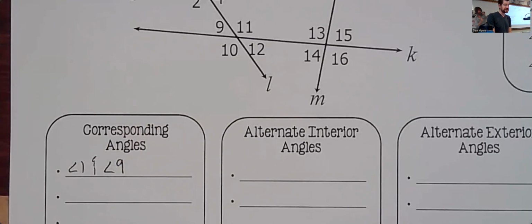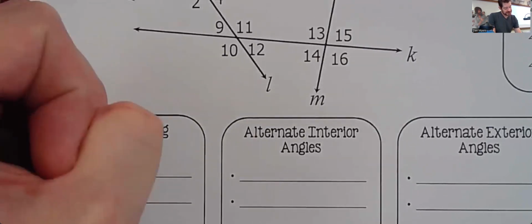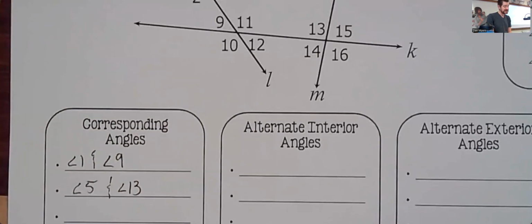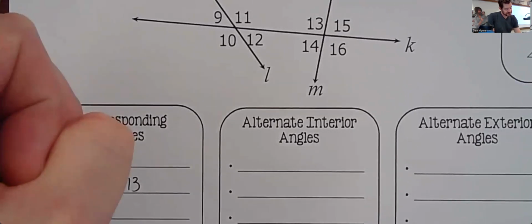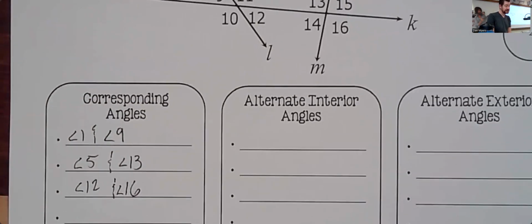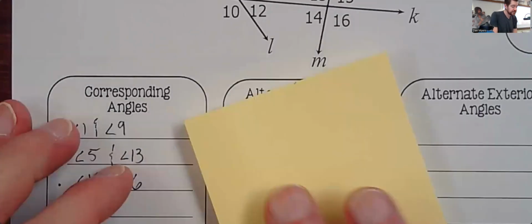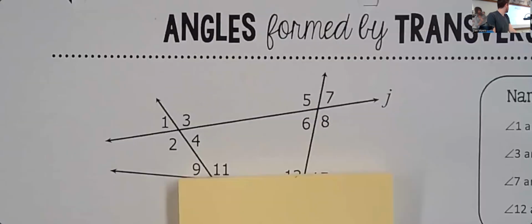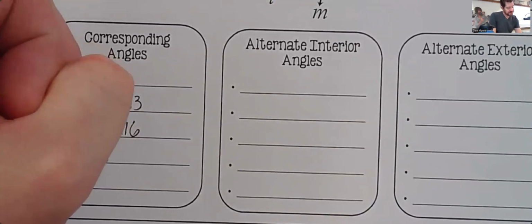Let's choose a different transversal. 5 and 13. Sure. Angle 5 and angle 13. Let's choose a different transversal. That works as well. Angle 12 and angle 16. And then one from the final transversal. 11 and 3, from the top figure here. 7 and 3, yeah. So angle 7 and angle 3.